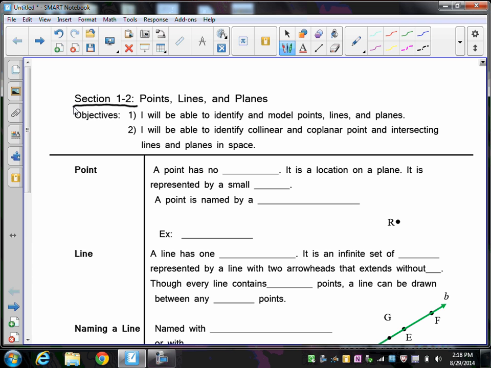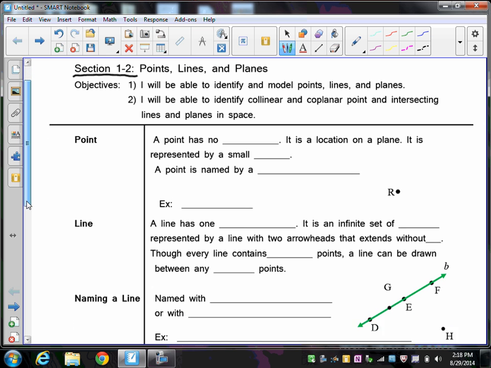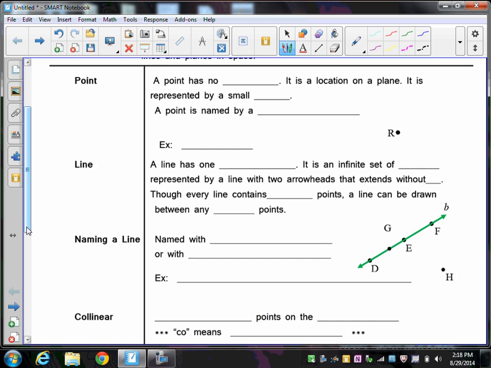So let's get these definitions out of the way. Technically, a point, line, and plane are undefinable terms, but there are different things that we can do to describe them. And these are going to be very important for you to remember. So first off, we have a point. A point has no dimension.